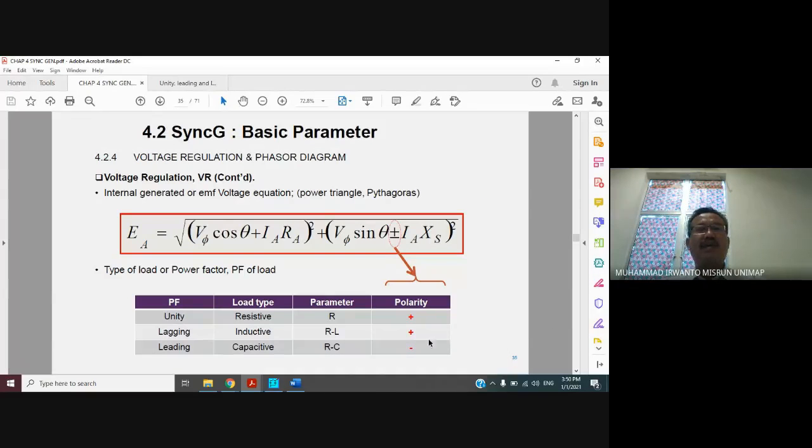Okay, and this is the other formulation if you want to find the internal generated voltage. EA is equal to the square root of (V phase cos theta plus IA RA) squared plus (V phase sin theta plus or minus IA XS) squared. How about the usage of this plus or minus sign? Remember, for unity and lagging, the sign is positive. But if the power factor is leading, please use the negative sign.